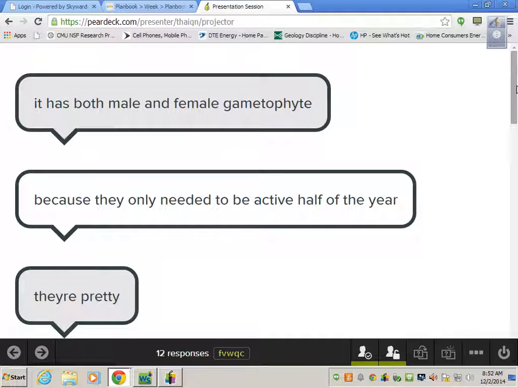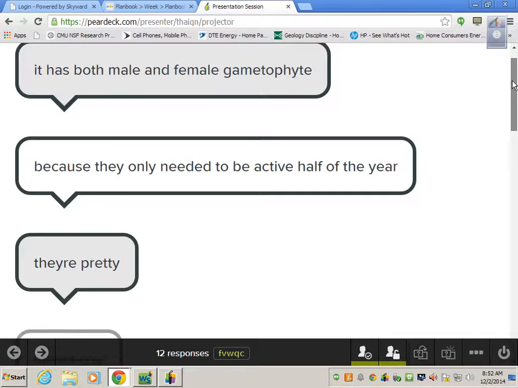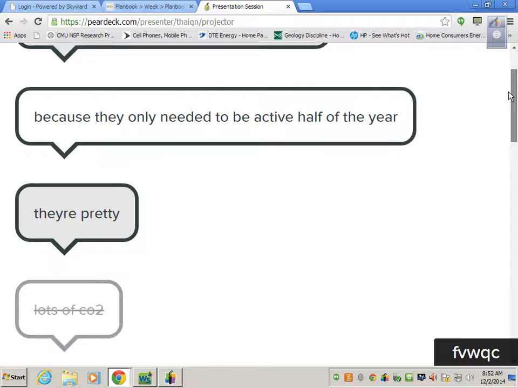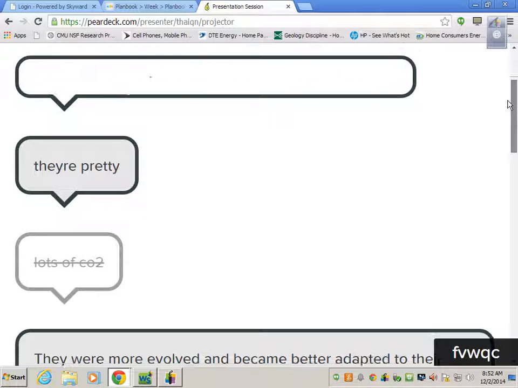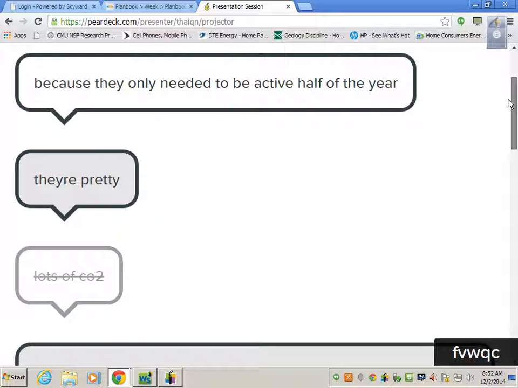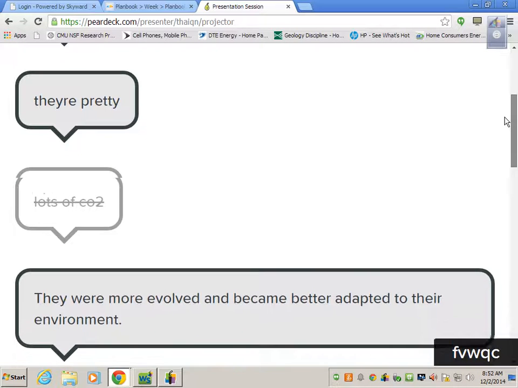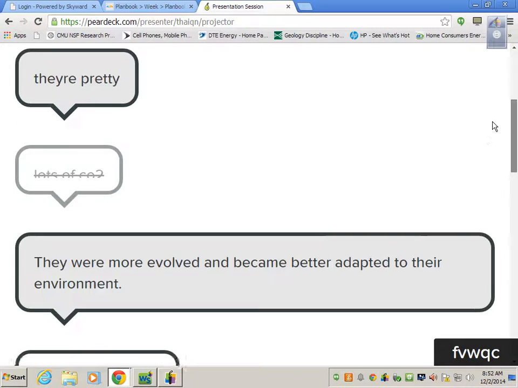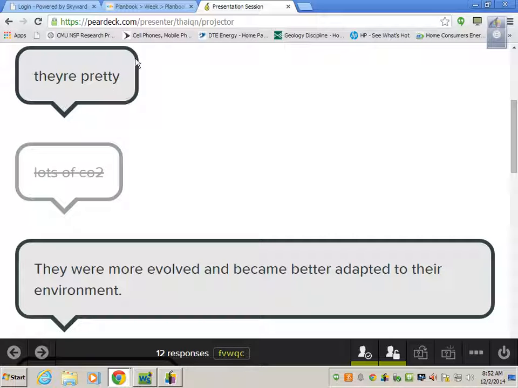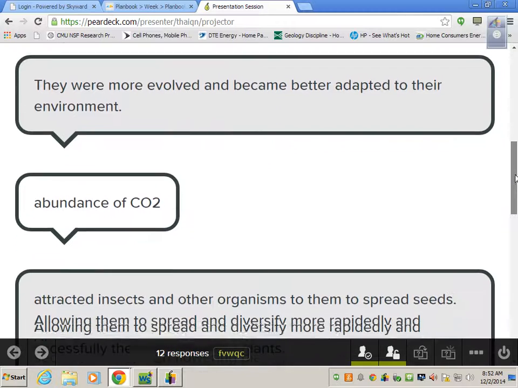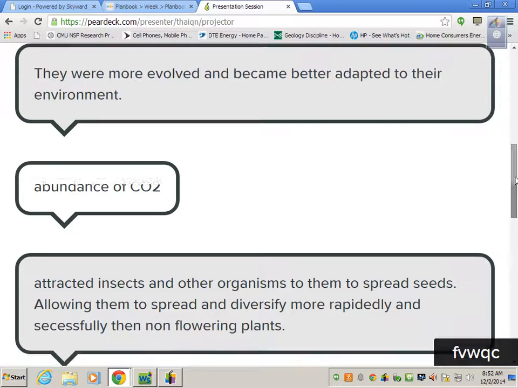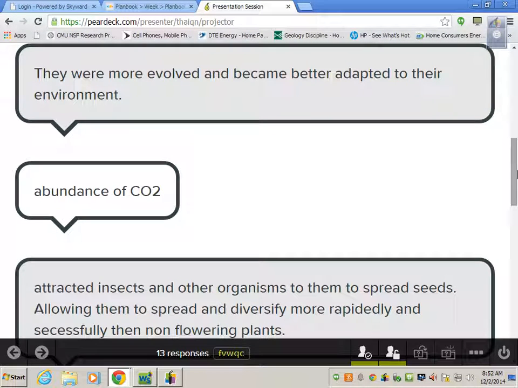Has both a male and female gametophyte, that's true, all in one location, right? They only need to be active half the year. Okay, they can be dormant, right? You can plant a seed for later. That's part of it. A lot of plants can do that. Oh, they're pretty, okay. Well, they attract other organisms to help them fertilize. That's true. They're more evolved and better adapted to their environment. So they're actually evolving with and changing with their environment.